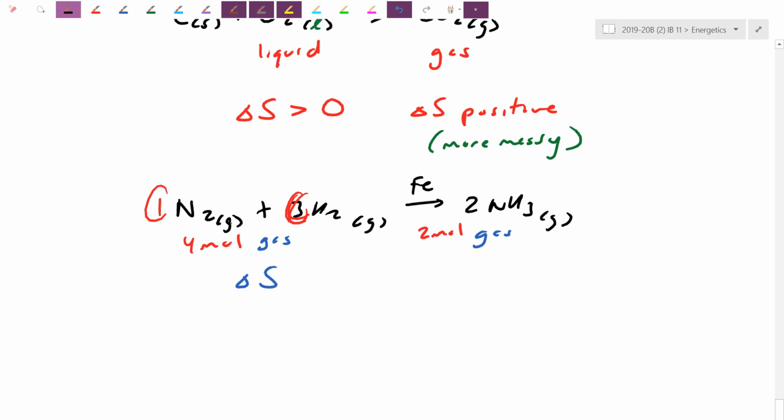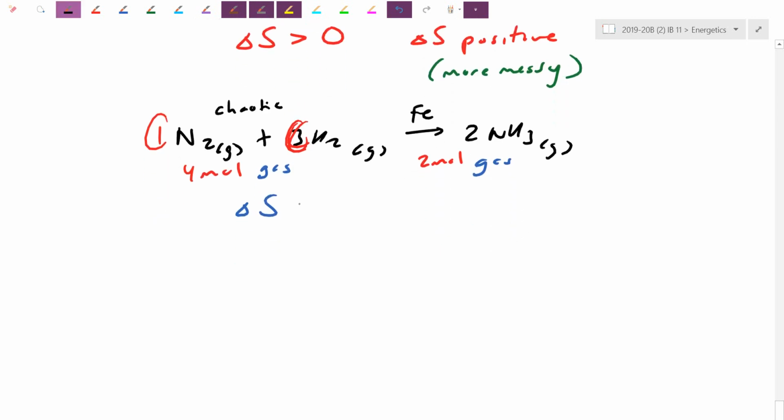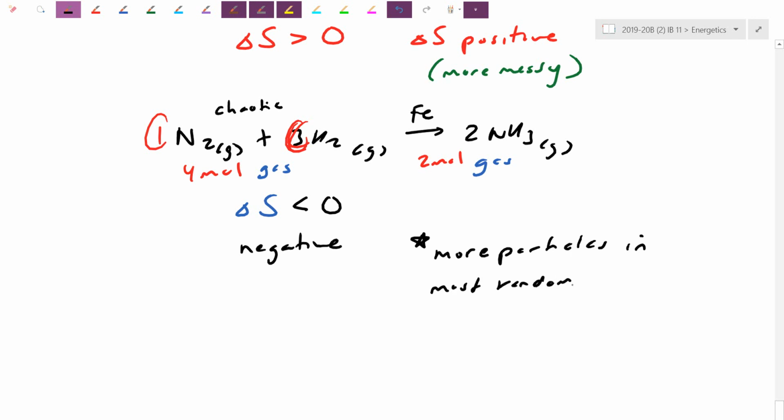I would expect, even though gas is the most random state on both sides, this one here to be more chaotic. Whereas the other side, even though I can still make quite a big mess because it's a gas, is not as big a mess as before. So I go from very chaotic to not as chaotic, so I'd expect delta S less than 0, or again, just in words, delta S being negative. So that's the first style of question. The note here is we're looking for more particles in the most random phase.